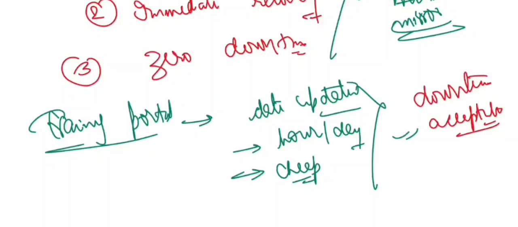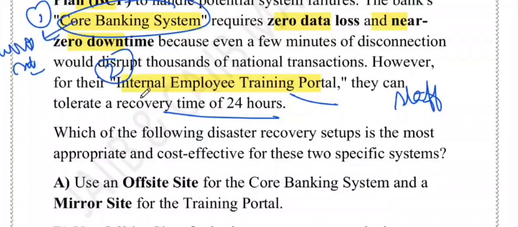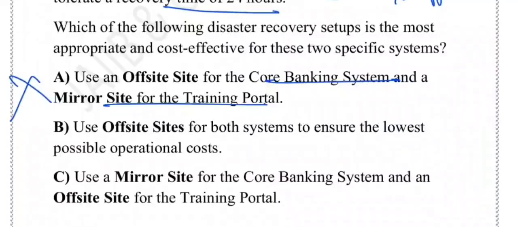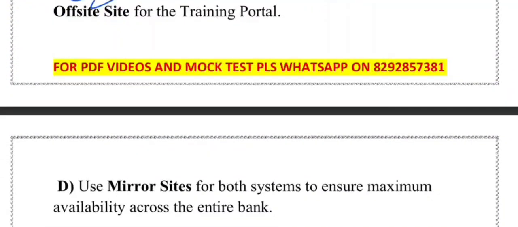Now let's look at the options. Option A says use offsite for the CBS and mirror site for the training portal. CBS will suffer huge downtime and a mirror for the portal is a waste of money, so it is dangerous and illogical. Option B says offsite for both. This is the cheapest option, but it risks the core business, which is not acceptable for a tier 1 bank. It is cost effective but business ineffective. What about C? Yes, correct, C is the perfect one. What about D? D says mirror for both. It ensures maximum availability, but is unnecessarily expensive. For a staff training portal, you do not need a mirror site.